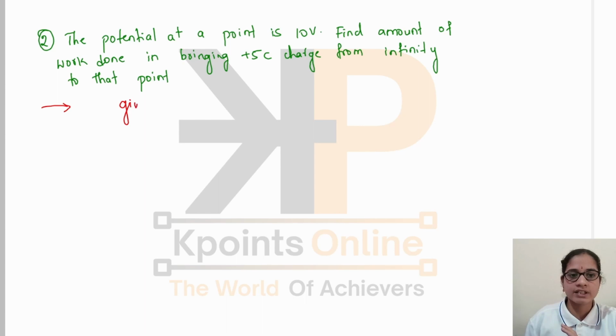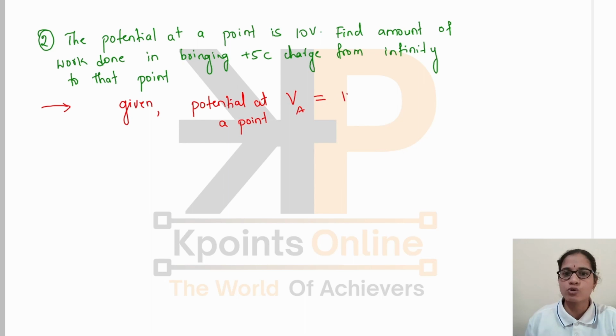Let's write the given quantities first. Given potential at a point, let's take it as VA, potential at the point A. It is equal to 10 volt. Then charge, it is given plus 5 coulomb. What we have to find? The amount of work done in bringing the charge from infinity to that point, that is, we have taken it as A.